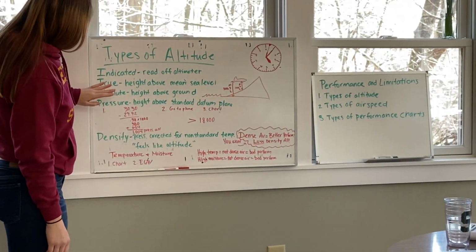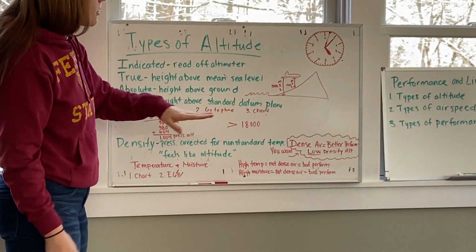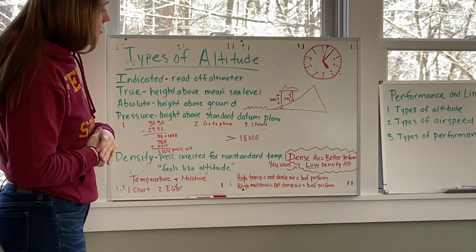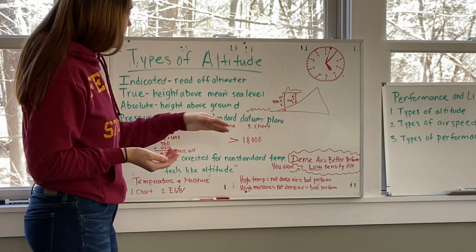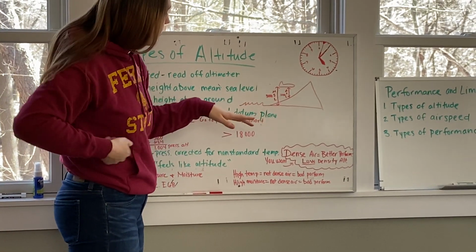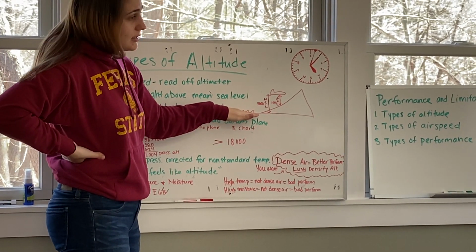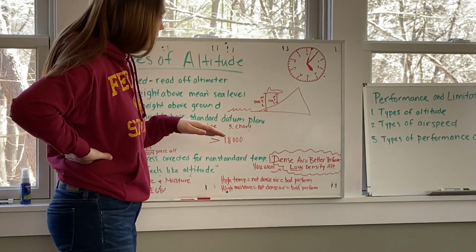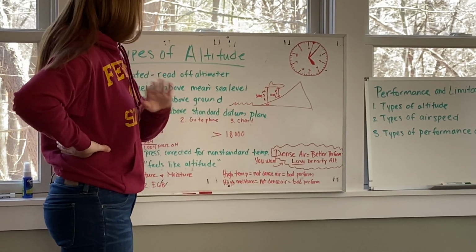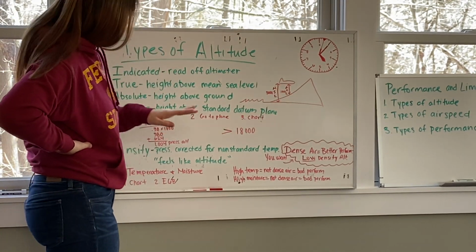Then you have your true altitude, which is your height above mean sea level. So what is mean sea level? Here's our little waves here, and then this is a mountain, here's our plain. So mean sea level is your height above where sea level is at. So, okay, I'm gonna talk about your absolute altitude and then I'll explain this picture.